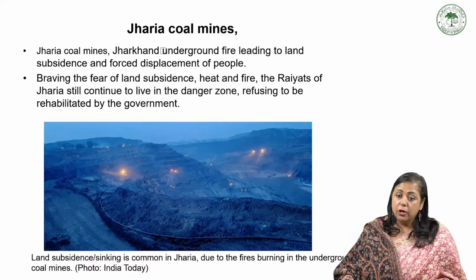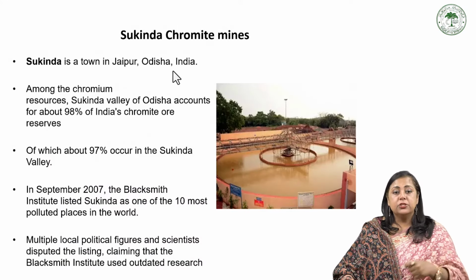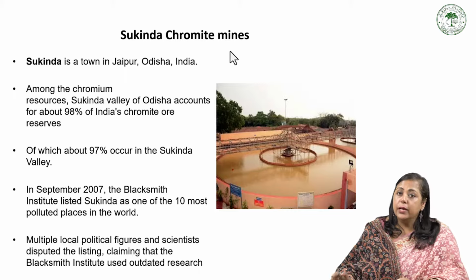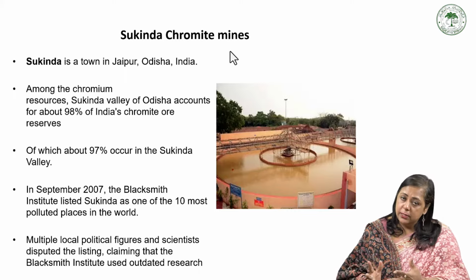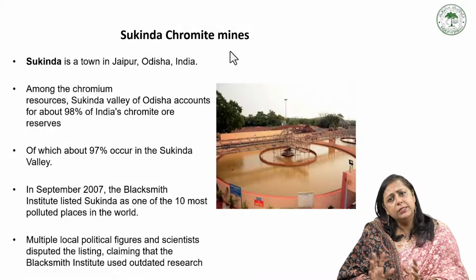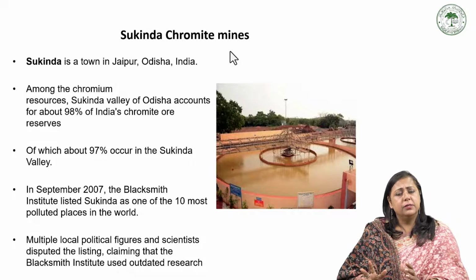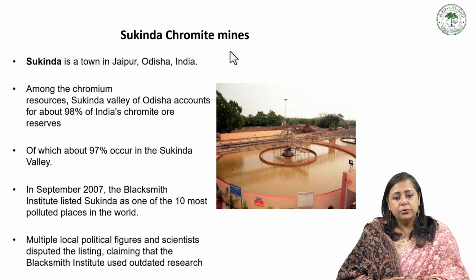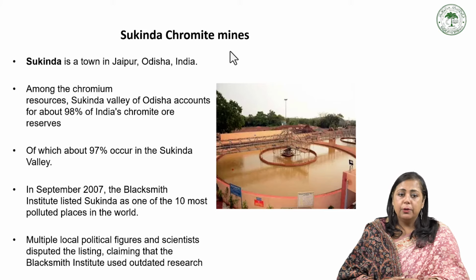People are also affected. And the next story is the Sukinda chromite mine. Chromite is again one of the important minerals we are using. Sukinda is a town in Jajpur, Odisha. Odisha and Jharkhand are very rich in minerals. Among the chromium resources, Sukinda Valley of Odisha accounts for about 98% of India's chromite ore reserve, of which about 97% occurs in Sukinda Valley.